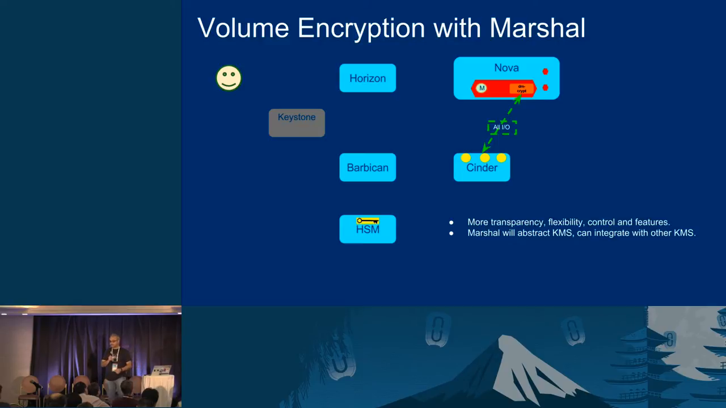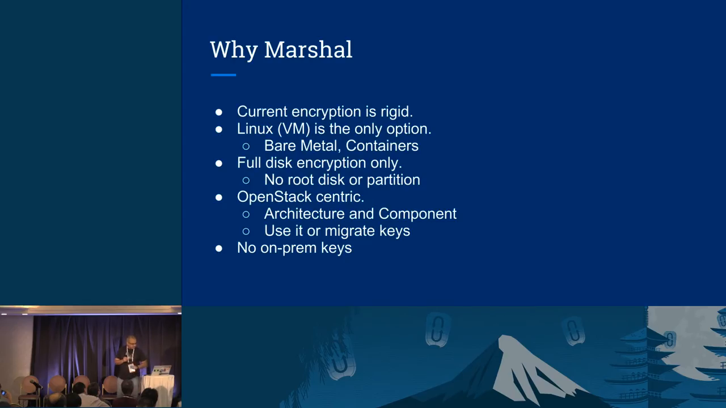So basically, Marshall is going to provide more transparency, flexibility, control and features. And it is an abstraction, as I mentioned, so we can integrate with other key management systems if needed. So why Marshall? As I mentioned, current encryption is pretty rigid. It is built around OpenStack and Barbican, with a very well-defined flow. In multiple use cases and customer environments, they don't use Barbican and want to keep their existing key management solution. So we thought, let's not ask them to migrate everything, and instead use their existing key management solution.